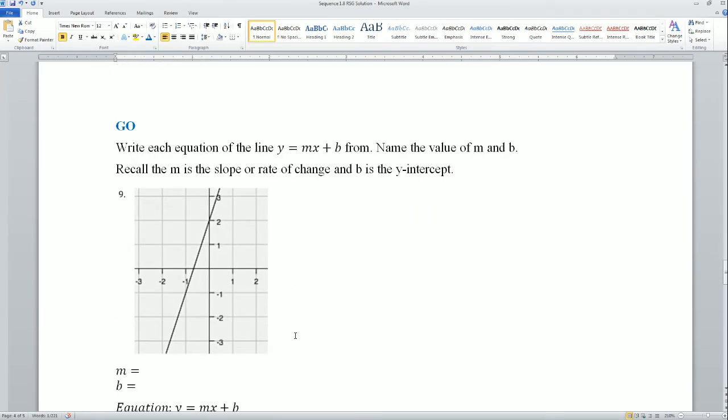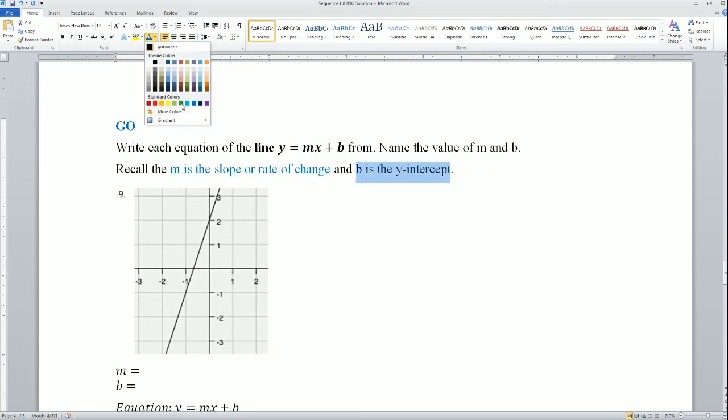Next, we have the go part. Write each equation of the line in y equals mx plus b form. Right? Name the value of m and b. Just to let you know that m stands for the slope or the rate of change, as well as the y-intercept being the b value.